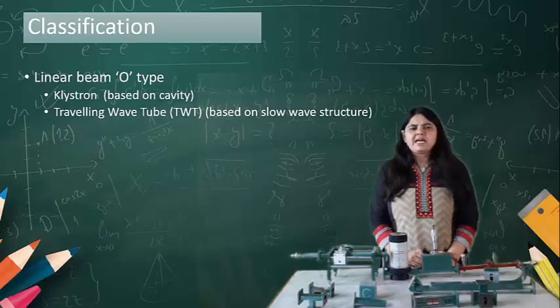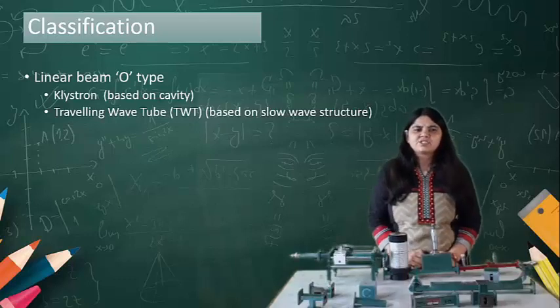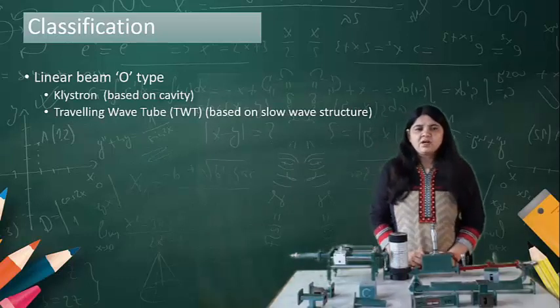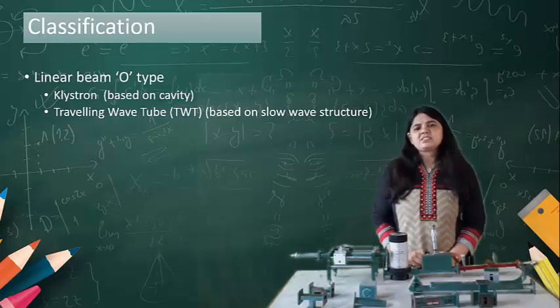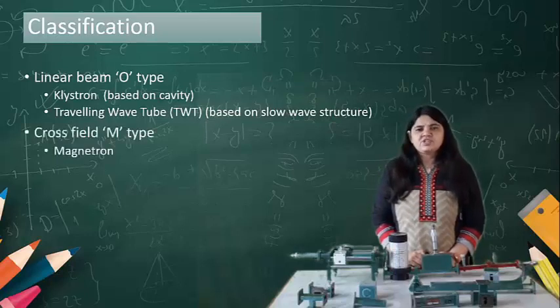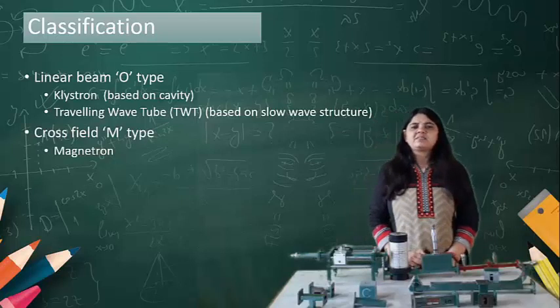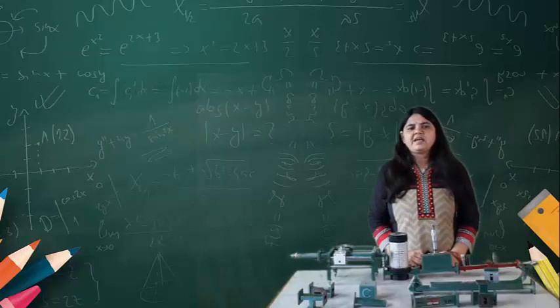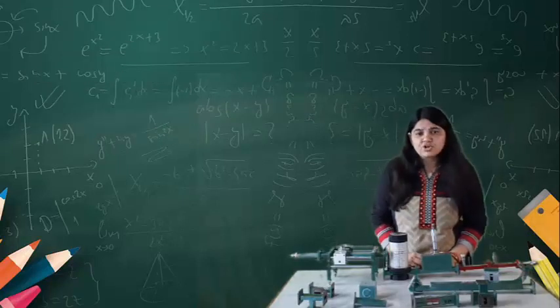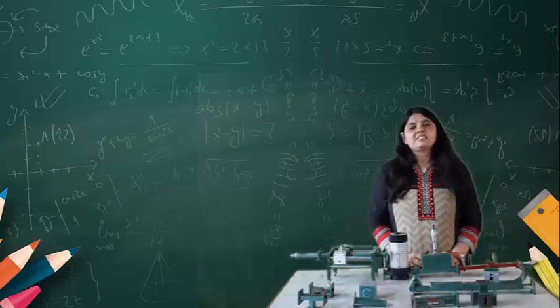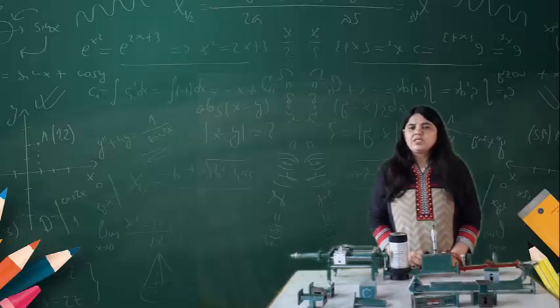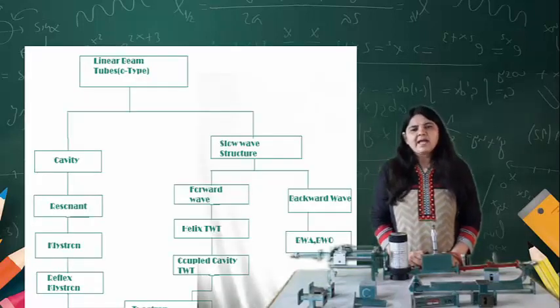So linear beam type, linear beam O type, these are the klystron, based on the cavity, and the traveling wave tube, TWT, which is based on the slow wave structure. Another classification is the M type classification, in which the example is the magnetron. So this way the tubes are classified into two types, O type and M type. So we need to discuss the O type and M type.